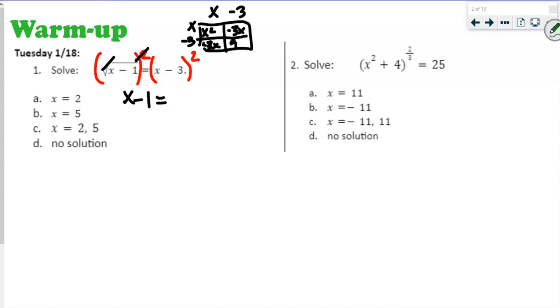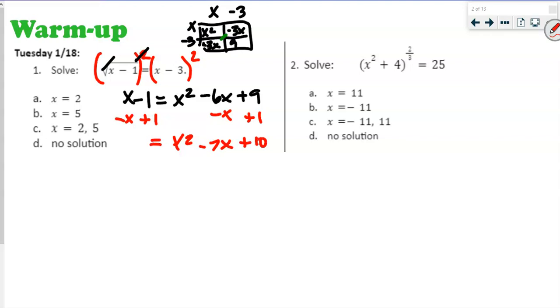So you see our like terms right here, okay? So that's going to give us x squared minus 6x plus 9. Now we have to subtract the x from the left, and we have to add the 1. Okay, so that's going to give us x squared minus 7x plus 10. Now we must factor this, okay? What are the factors of 10 that add up to be negative 7? So that's going to be minus 5 and minus 2, right?